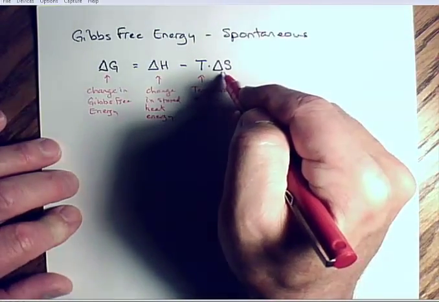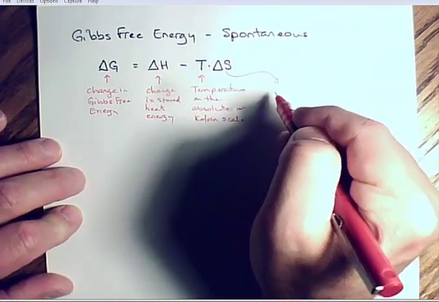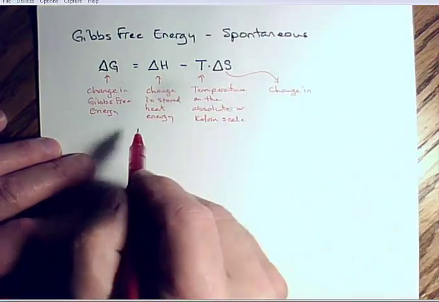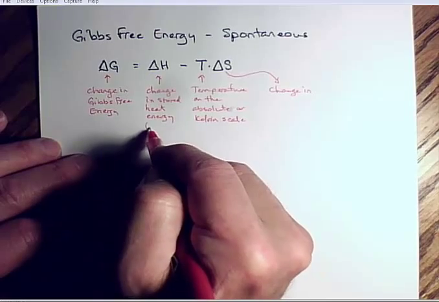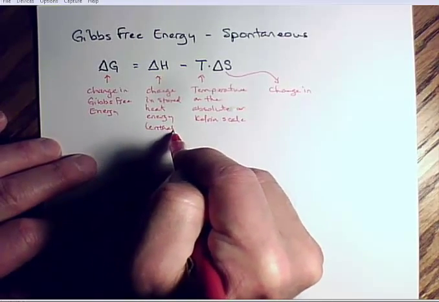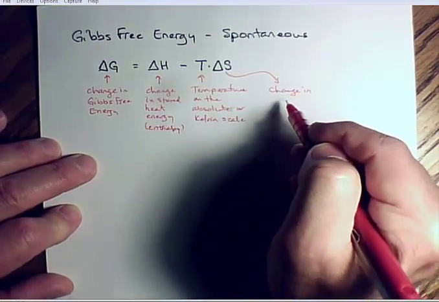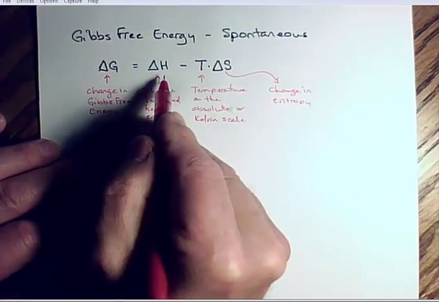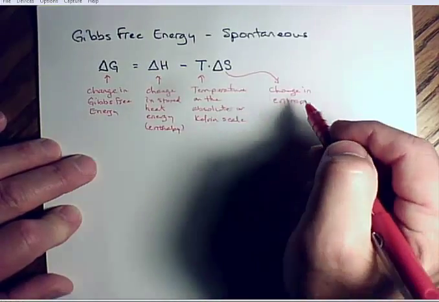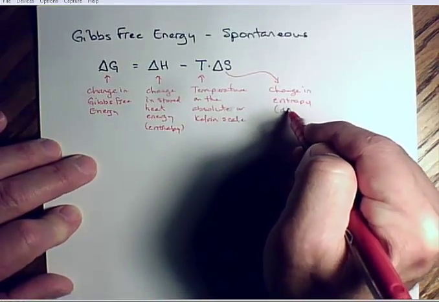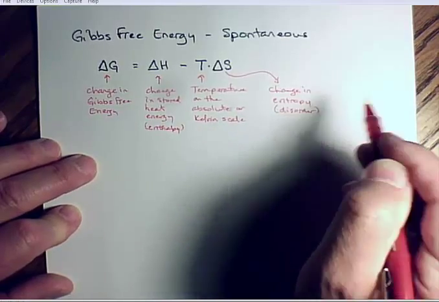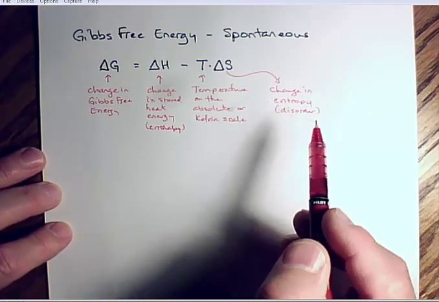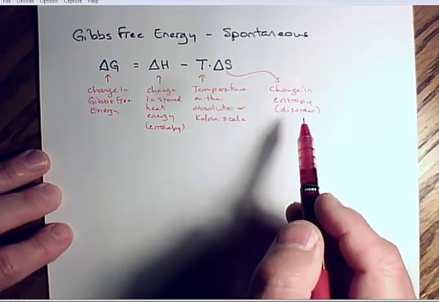And then the delta S term, this is the change in, and by the way, this term is enthalpy. This is the change in entropy. So we've got enthalpy and entropy. And entropy is a measure of disorder.